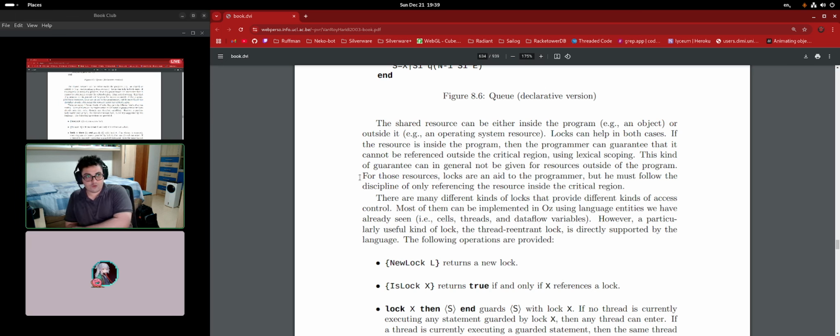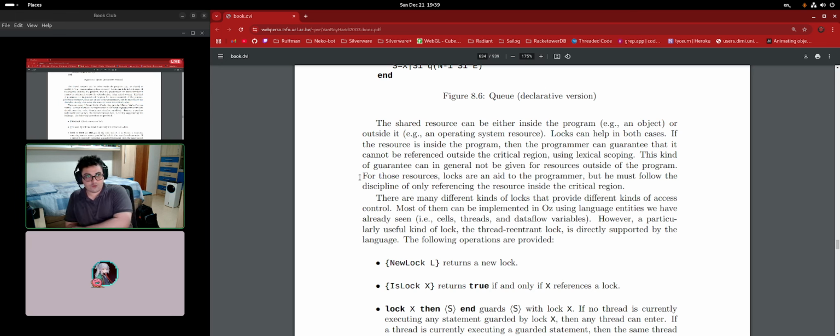There are many different kinds of locks that provide different kinds of access control. Most of them can be implemented in Oz with language entities you have already seen. So these are the things. We have NewLock, which returns a new lock. IsLock X returns true if and only if X references a lock. And then we have the lock body or whatever.